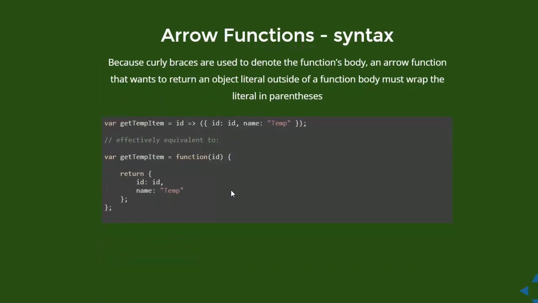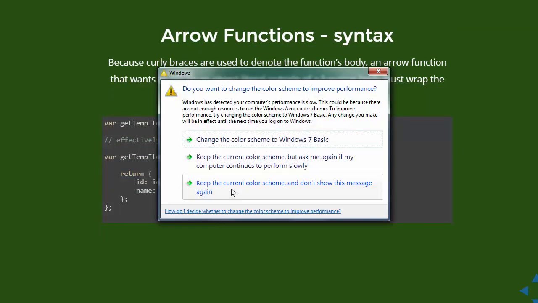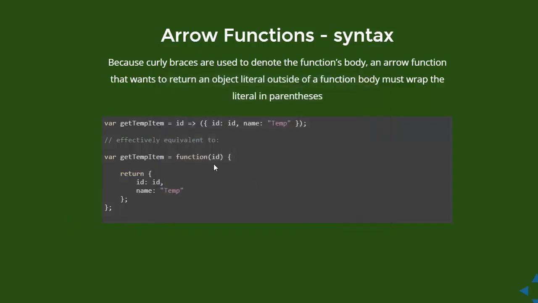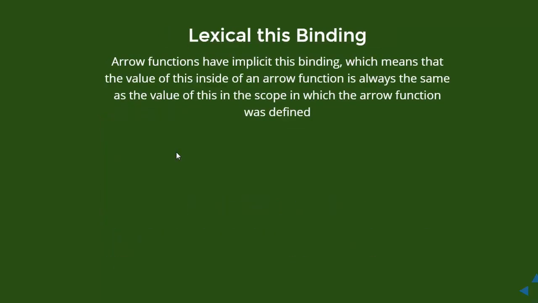Okay, so arrow function syntax, I hope now you are pretty much familiar with this. This particular function is taking id as an argument and it is returning this particular JSON object. So this is equivalent to this one. Okay, now the important topic about the arrow functions is lexical scope binding.